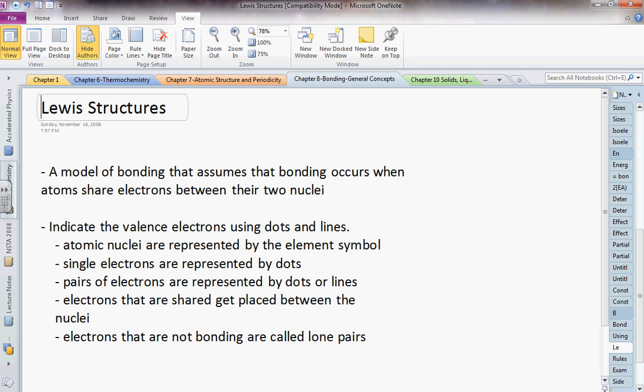So the image that we have is that valence electrons will be shared throughout the whole molecule. Each atom has a set of valence electrons that it brings to the molecule, and then you take that total number of valence electrons and distribute it into the bonds in the molecule. The atomic nuclei are represented by element symbols. Single electrons are represented by dots, and pairs of electrons are represented by dots or perhaps lines. You can use either way. Electrons that are shared get placed between the nuclei, and electrons that are not shared are called lone pairs, and they will be localized onto one nucleus.